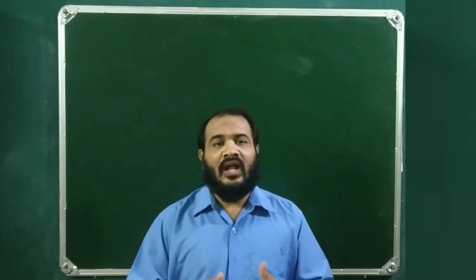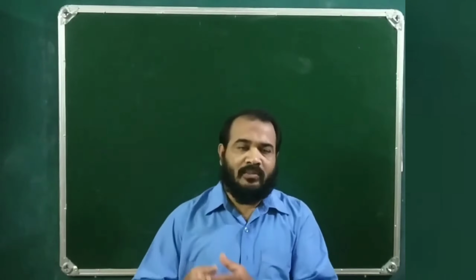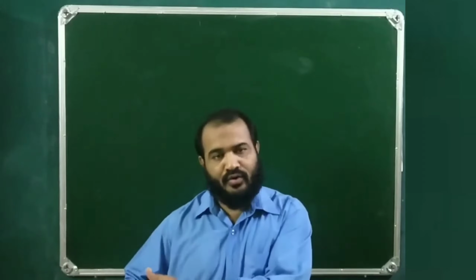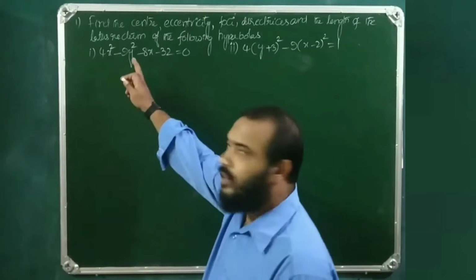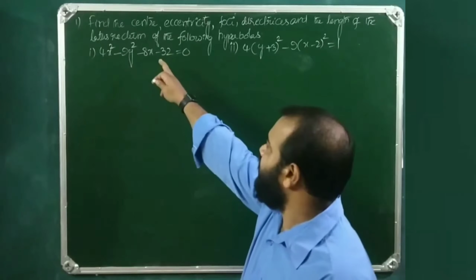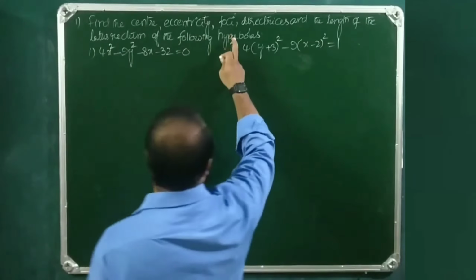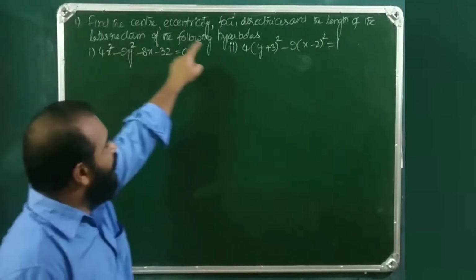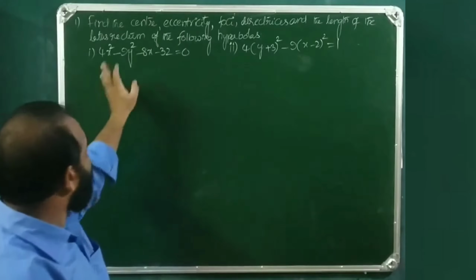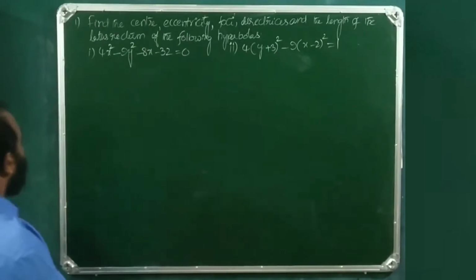And now, let us solve some examples prior to beginning exercise 5A. So, this is example number 1. Find the center, eccentricity, foci, directrices and the length of the latus rectum of the following hyperbolas. These are the two hyperbolas that are given.